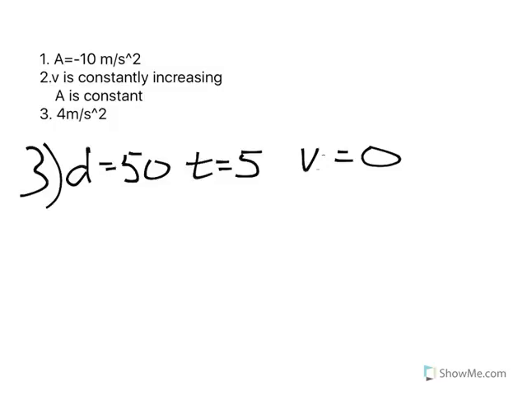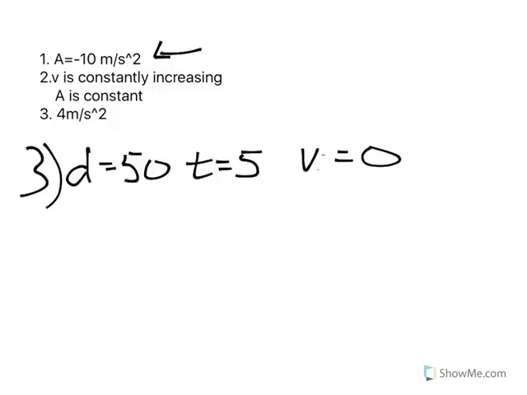Alright guys, here is the review for the acceleration test. The first question says, Dynamite Dragon roller coaster drops people in free fall for 40 seconds. During this time, what acceleration do people achieve? The answer is just negative 10 meters per second squared, because that's the acceleration due to gravity.